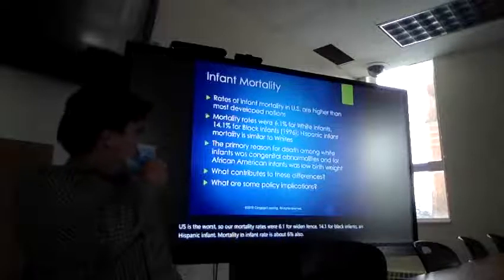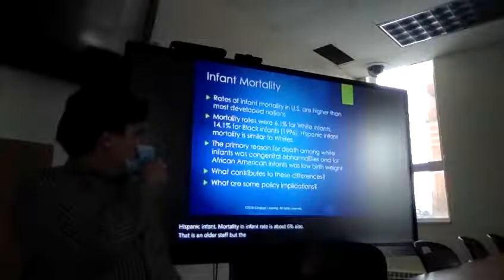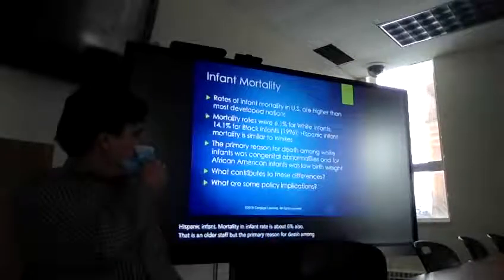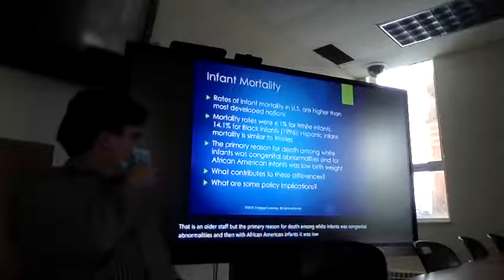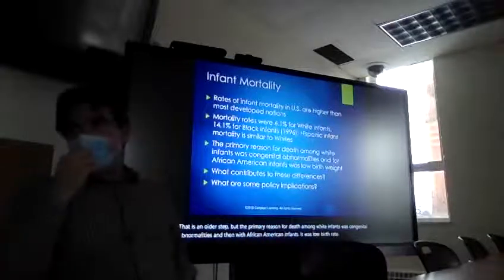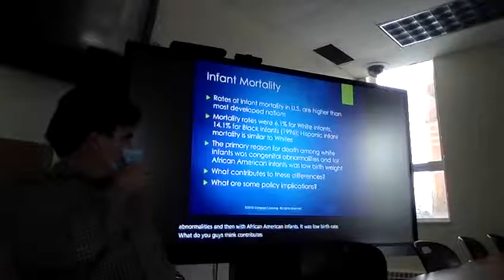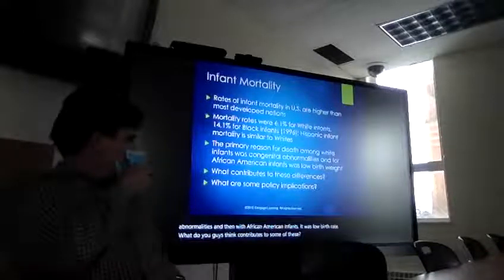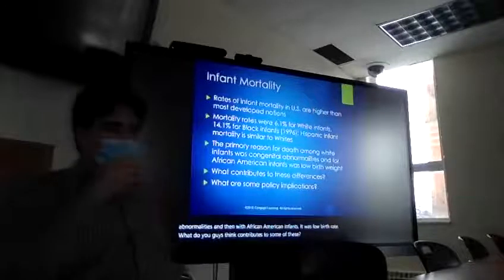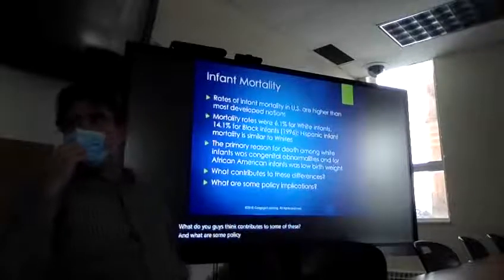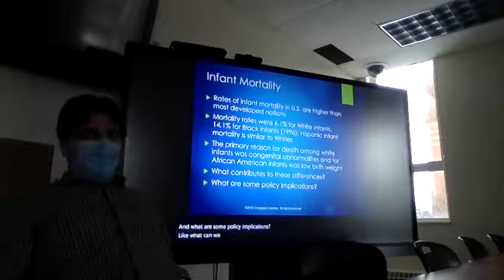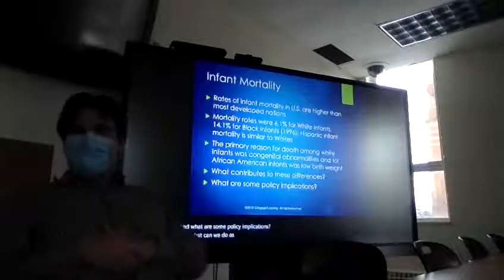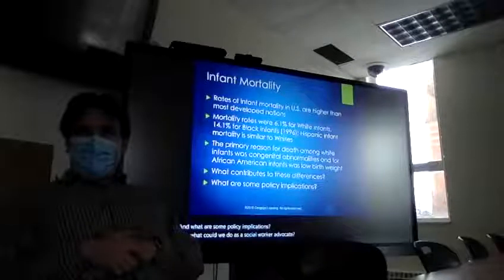That is an older stat, but the primary reason for death among white infants was congenital abnormalities. And then with African American infants, it was low birth weight. What do you guys think contributes to some of these differences? And what are some policy implications? Like, what could we do as a social worker advocate to try to reduce low birth weight?